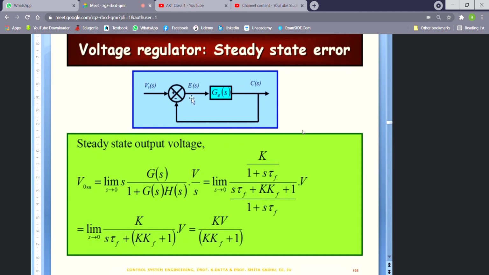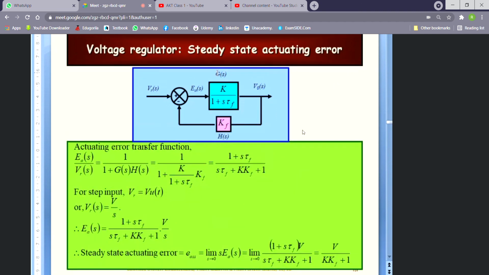Instead of finding the error transfer function, we are doing it that way. So for that, now the steady state output voltage is found out. If instead of showing you this diagram, I show you the previous one, it's going to be easier for you. You have GS over here and HS over here. So what will VOS by VRS be? It's going to be GS by 1 plus GS HS, right?